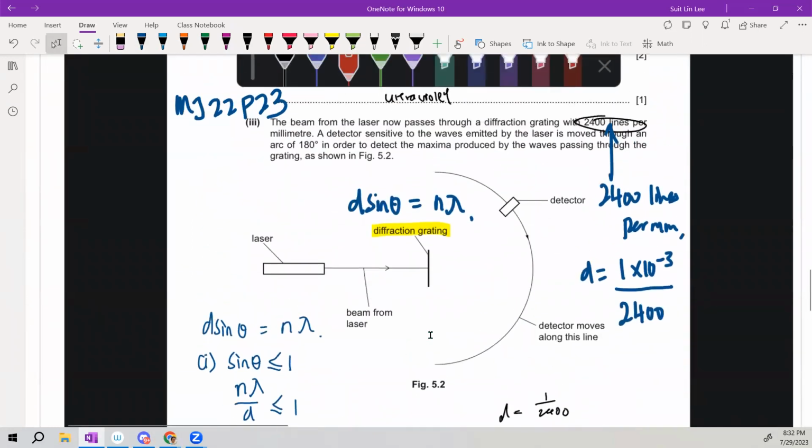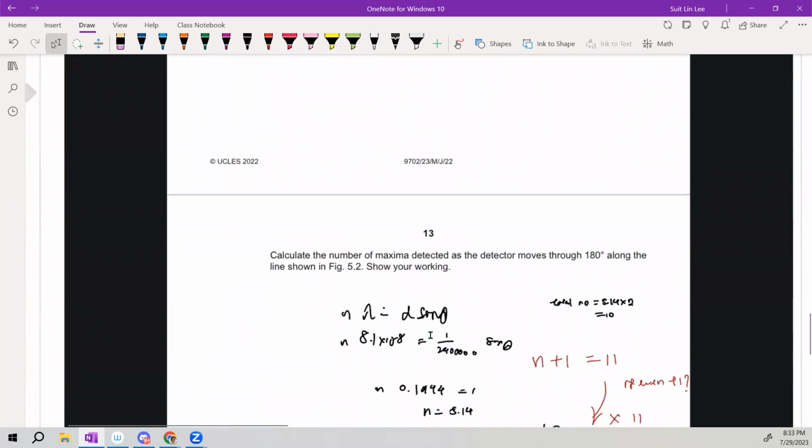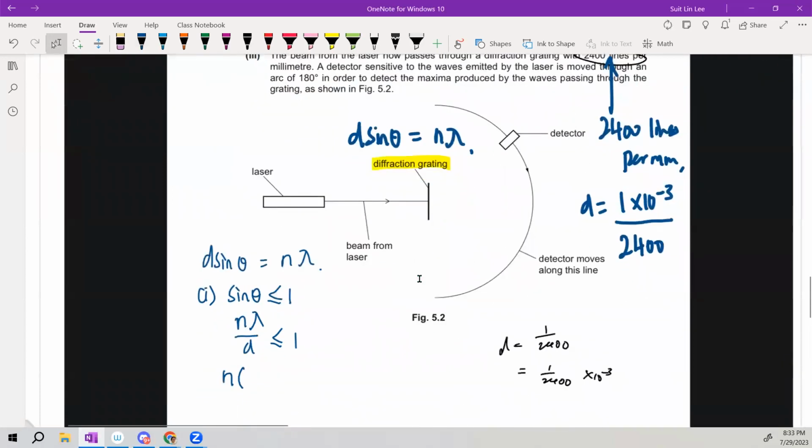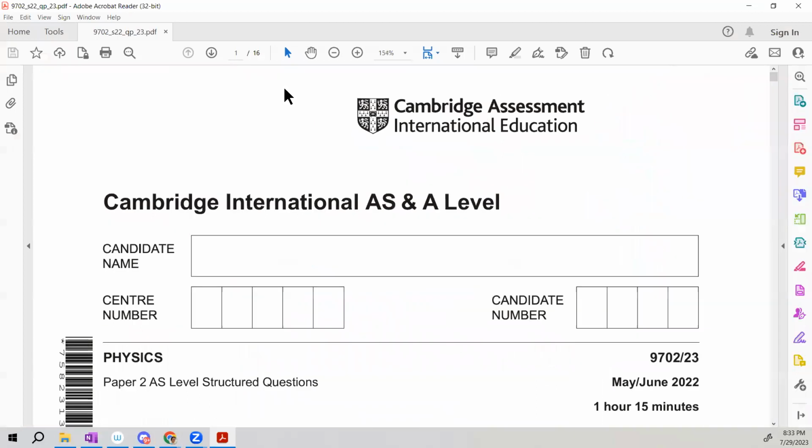What's my lambda? Where do you get lambda from? I'm guessing from the previous part. See, this is why you must tell me where the question comes from, or else I cannot help you. No, I need to show people because you are not the only one in class. Maybe people never saw this question before.